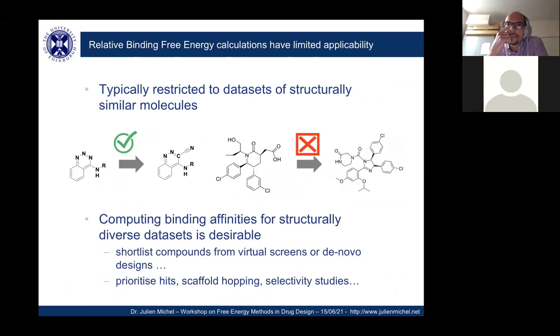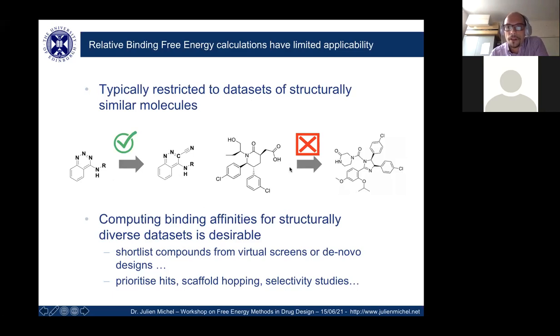So of course, it's good to be aware that relative binding free energy calculation methods still have somewhat restricted applicability to drug design problems. You're typically limited to datasets of structurally similar molecules with most implementations that are commonly used. So for this sort of problem, for instance, you've got this benzotriazine, and you're asking yourself, could I replace this nitrogen here and add this nitrile group? That's a good use of relative binding free energy methods.